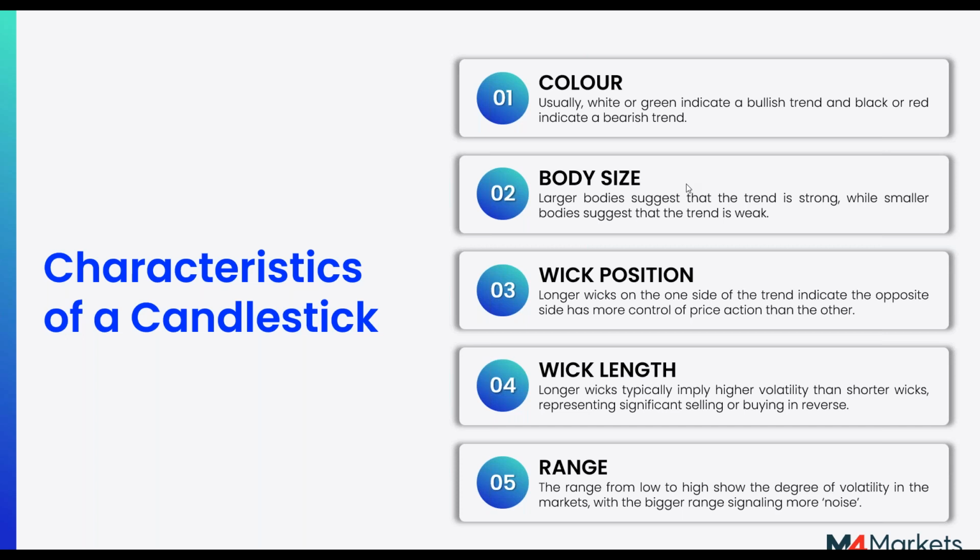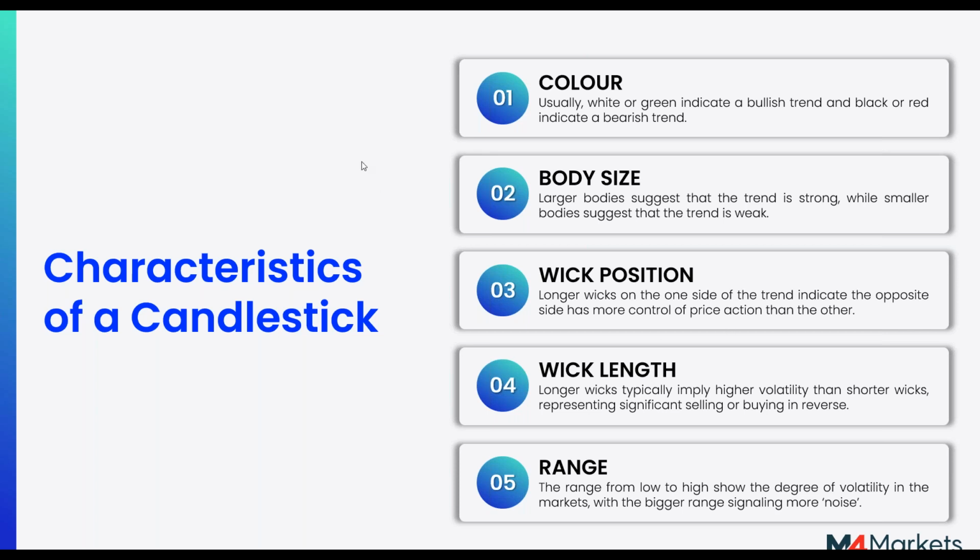Its size is important because when it's larger, it suggests that the trend is strong, while when it's smaller, it suggests that the trend is weak or coming to some sort of weakness. The wicks, or tails: longer wicks on one side indicate that the opposite side has more control of price action than the other.